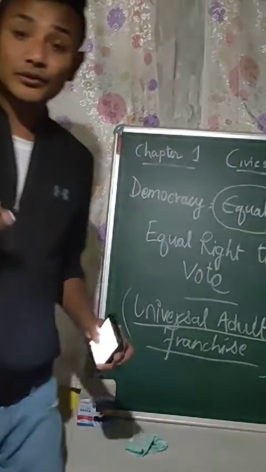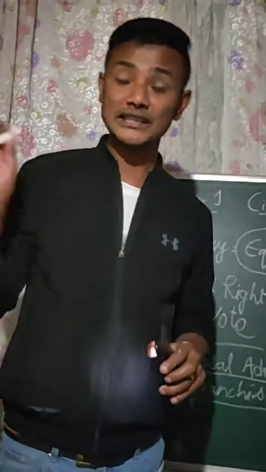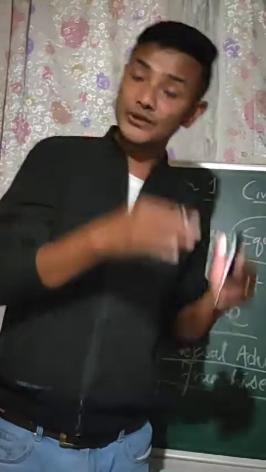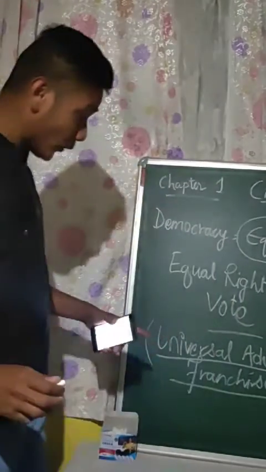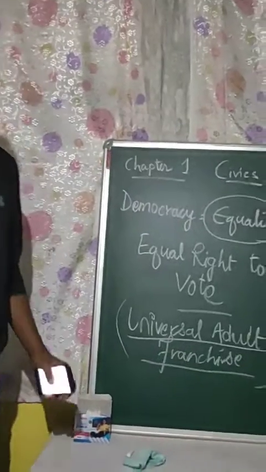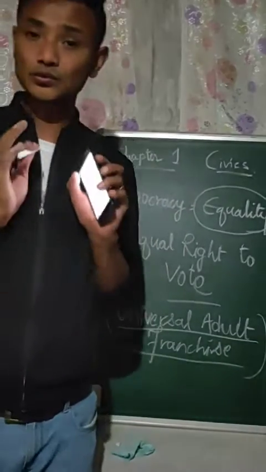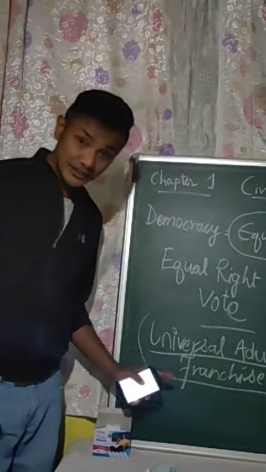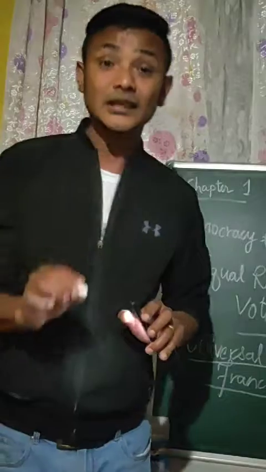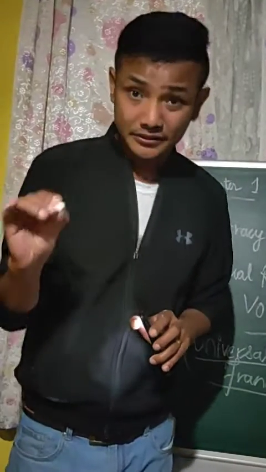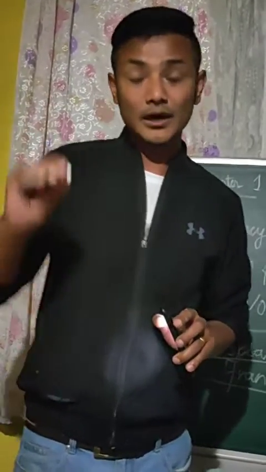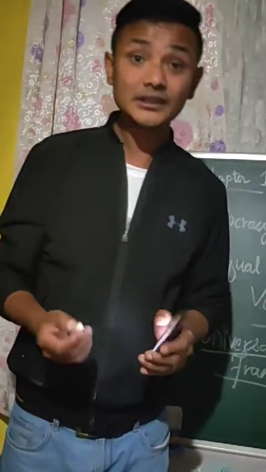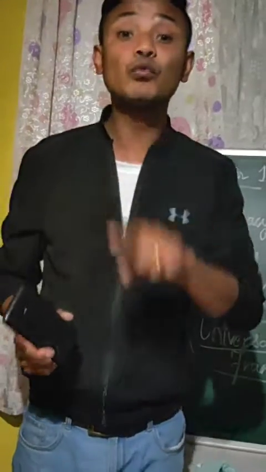See, the term universal adult franchise, in some of the books it has been mentioned as universal adult suffrage, and the word suffrage and franchise are the same thing. So what is this universal adult franchise? This word sounds quite complicated, but it's very easy. Let me explain what universal adult franchise is. It means a person who is above 18 years, that means a boy or a girl who is above 18 years, will get a right to vote.